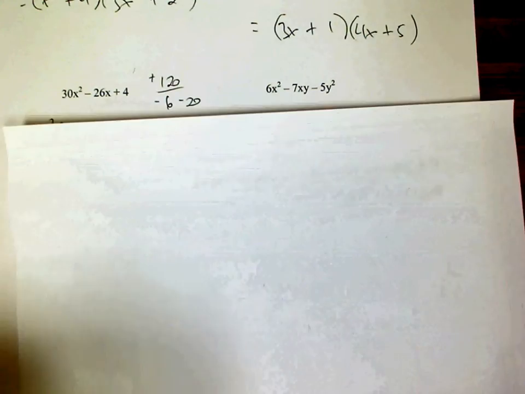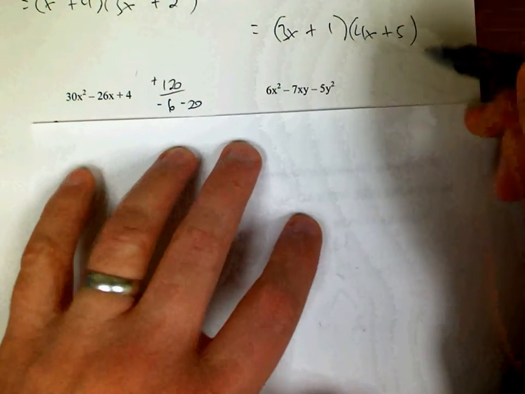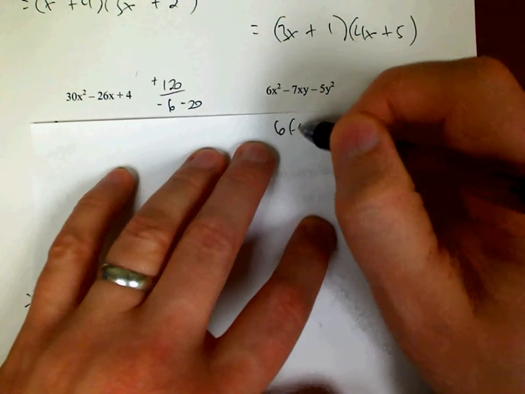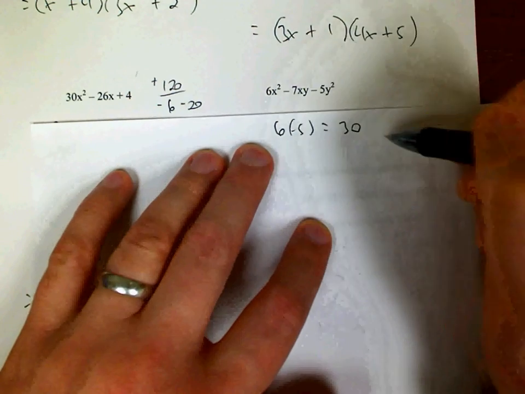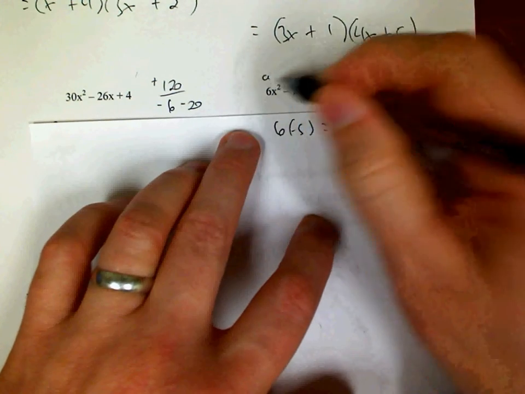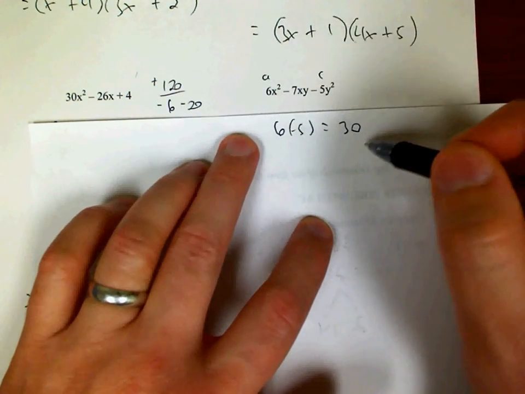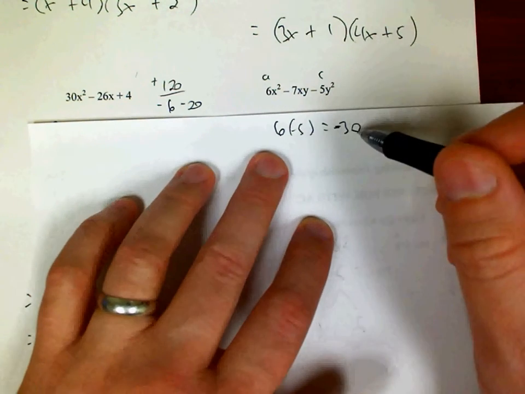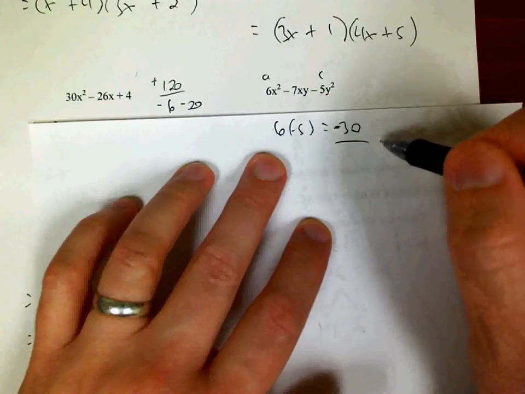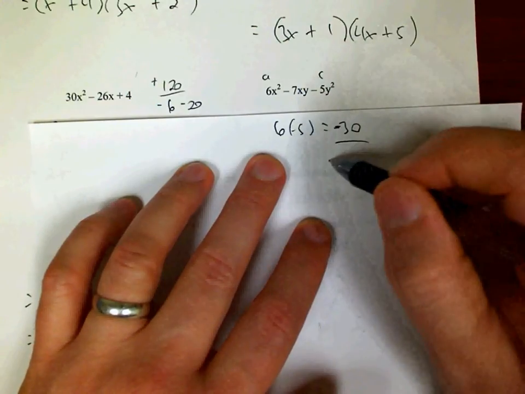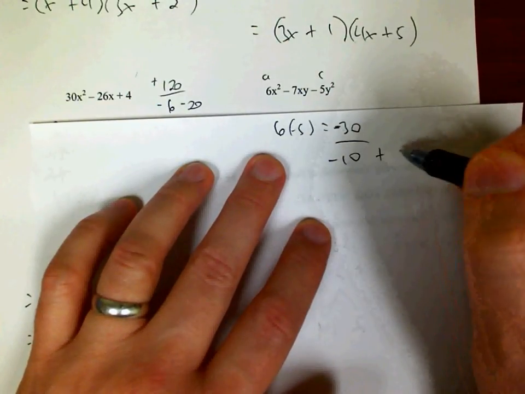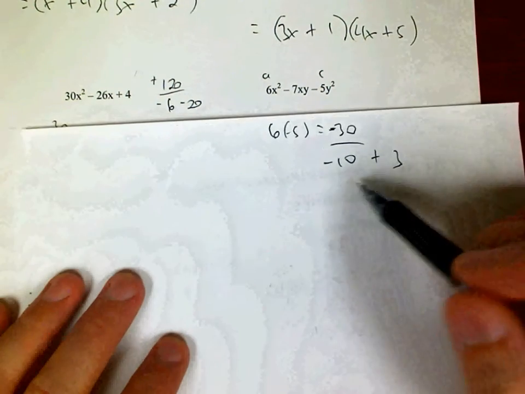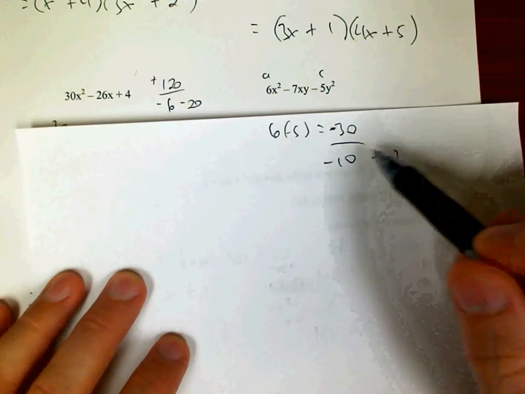So this last one, we have 6 times negative 5, which is negative 30, because that's our A and that's our C. Let's find factors. It's negative 30. I didn't put that minus sign in. I should have. Find factors of negative 30 that give negative 7. When you think about it, you'll end up with negative 10 and positive 3. Because negative 10 times 3 is negative 30. Negative 10 plus 3 is negative 7.